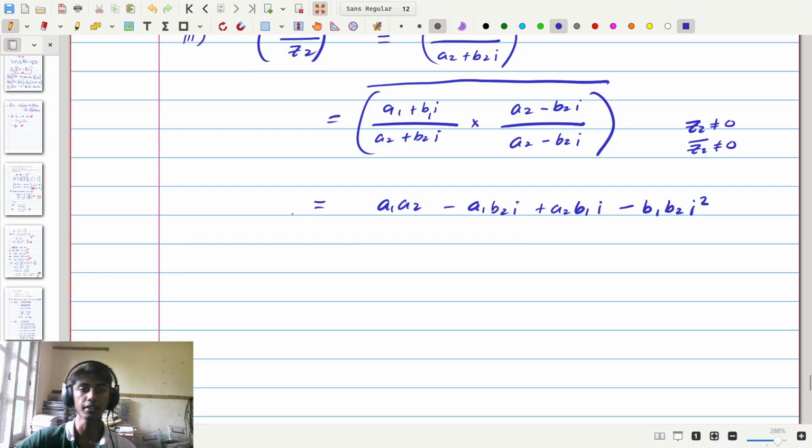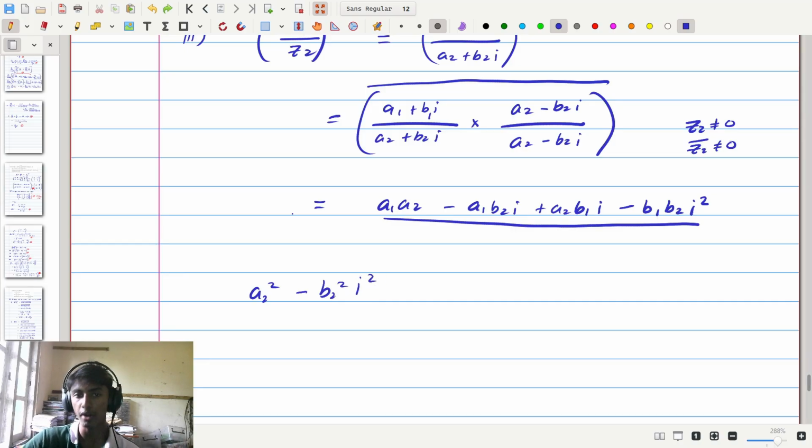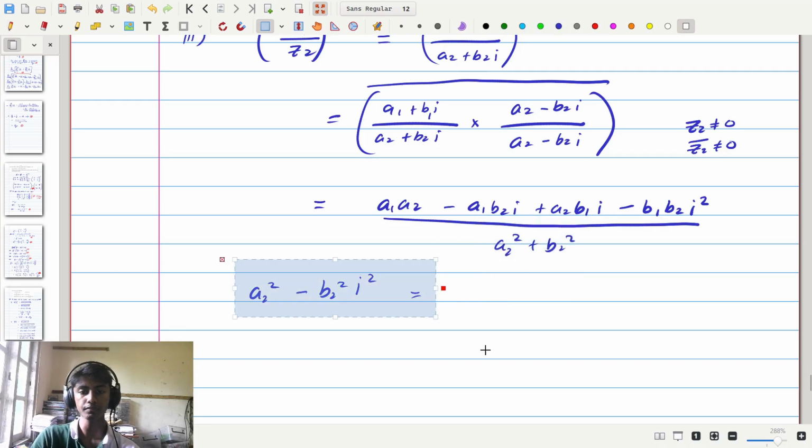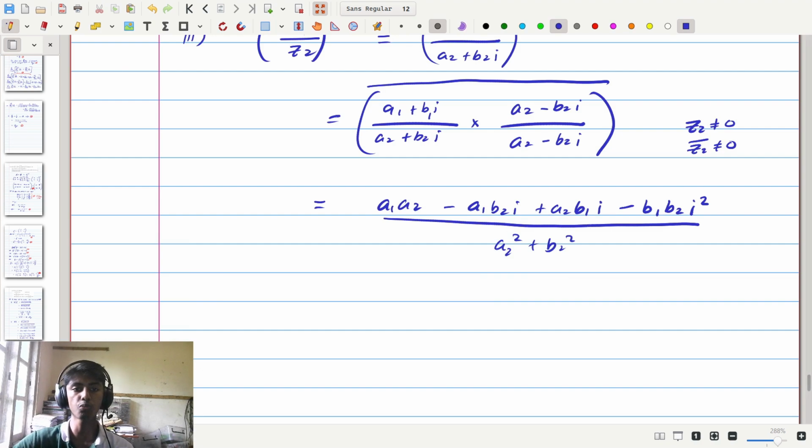Now the denominator, we have the difference of squares here of a2 plus b2 i and a2 minus b2 i, and if we evaluate that, we can see we have a2 squared minus b2 squared i squared, and since i squared is equal to -1, minus i squared is simply equal to 1, and therefore this evaluates to a2 squared plus b2 squared. So putting that in on the denominator, we have this whole expression conjugated.